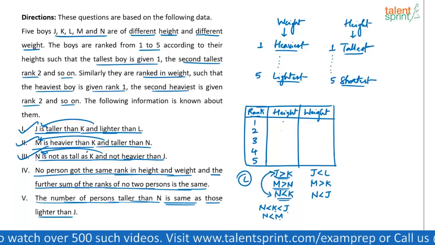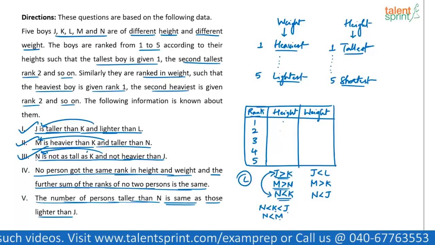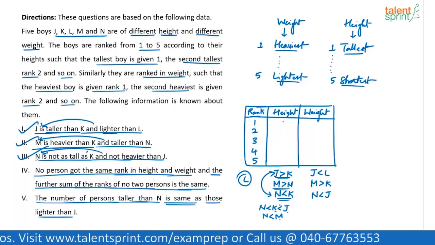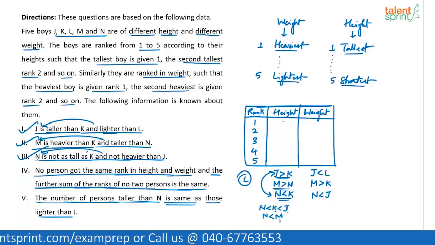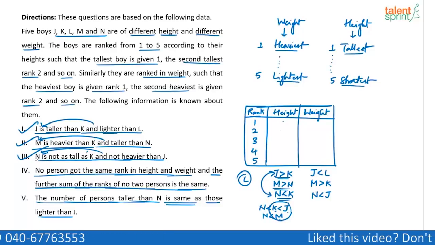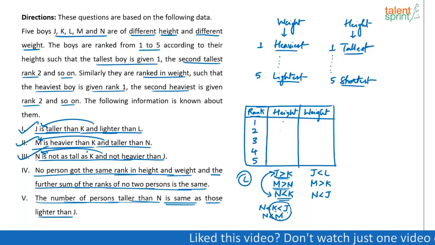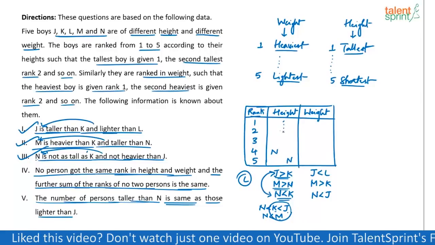But one thing is for sure, that N will be shorter than at least 3 persons. K, J and M are all taller than N. You getting it? All these 3 guys, K, J, M, are taller than N. Meaning, minimum 3 persons are taller than N. So N's rank can either be 4 or it can be 5. I'm taking 2 possibilities within heights.